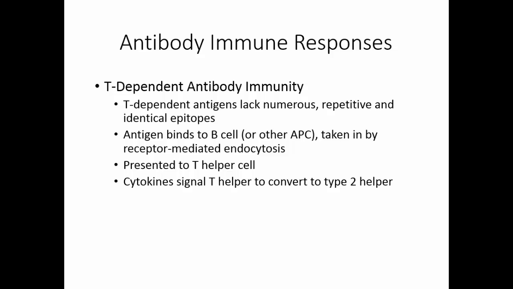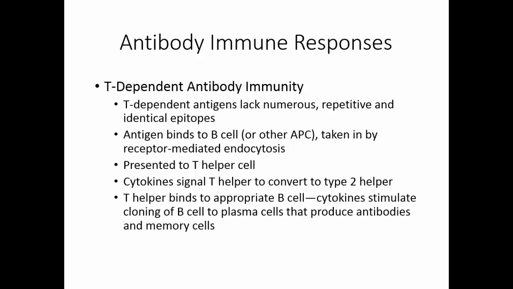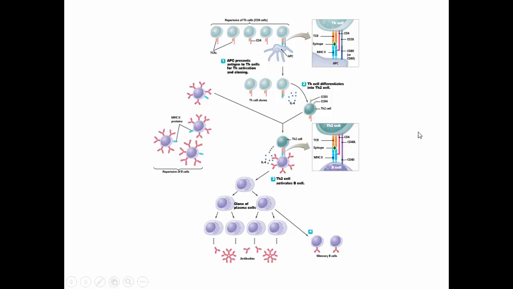This is the kind that interacts with B cells. The T helper binds to the appropriate B cell, produces cytokines that stimulate the cloning of the B cell to plasma cells that produce antibodies and memory cells. So here we have an antigen-presenting cell finding the right CD4 cell.